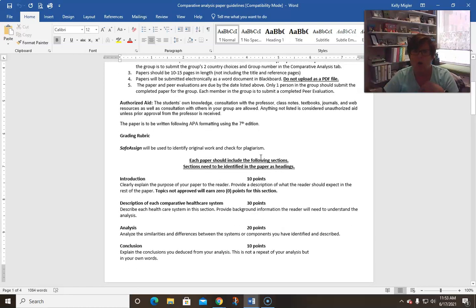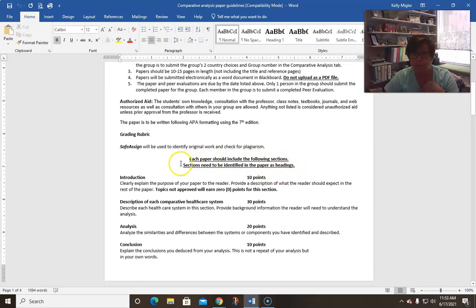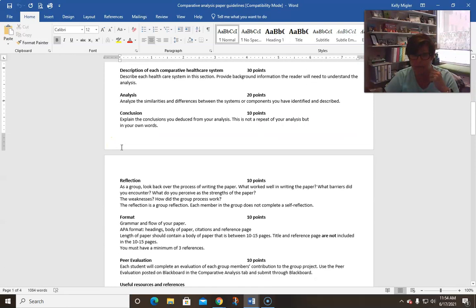Okay. According to APA formatting, this is very important because you can lose several points if you do not do this. An APA paper has to be written in sections that are identified with headings. Okay, so make sure that you review the headings information in the APA formatting and use it in your paper. Also, I am beginning to grade papers using SafeAssign to make sure that it is your original work. Okay, so SafeAssign will be used when grading the papers.